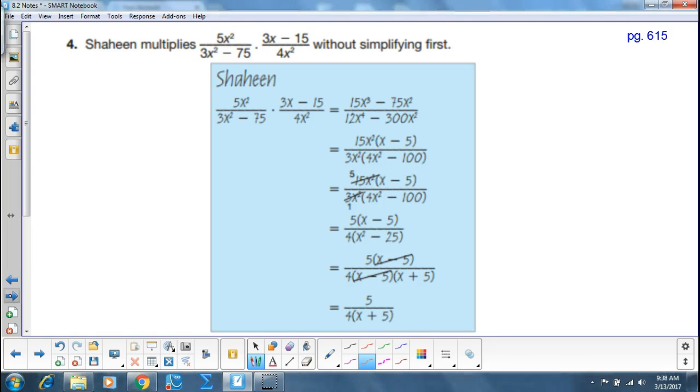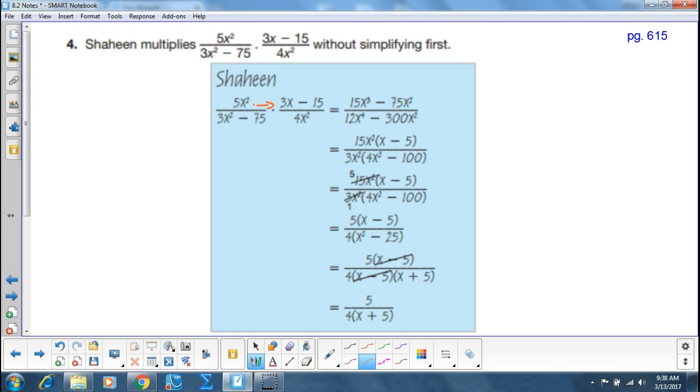Alright? So, this is on page 615, number 4. Okay? Shaheen multiplies those two rational fractions without simplifying first. Okay? So he multiplied across. So he took here 5x squared and he multiplied it by 3x minus 15. So he distributed it in and he got 15x cubed minus 75x squared. That's true. That's a true statement.